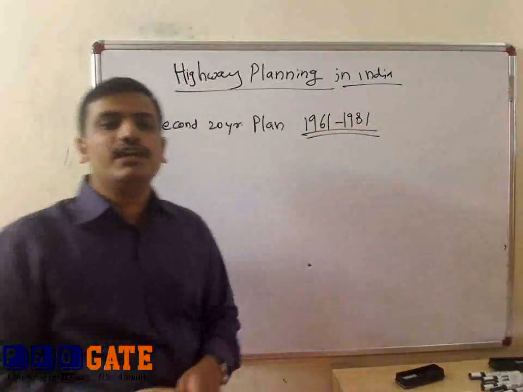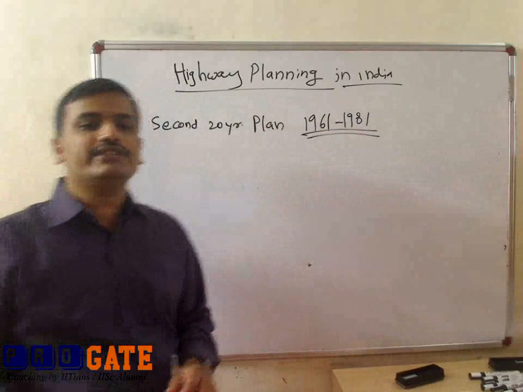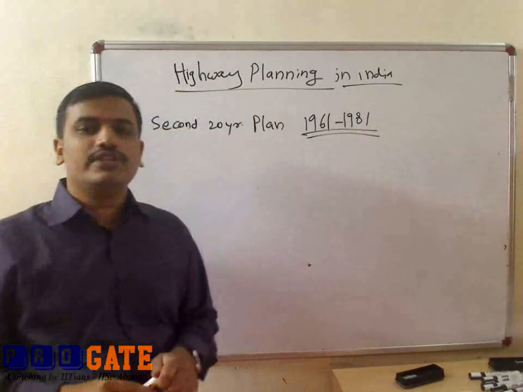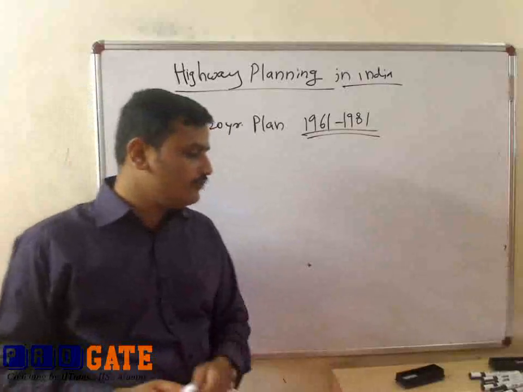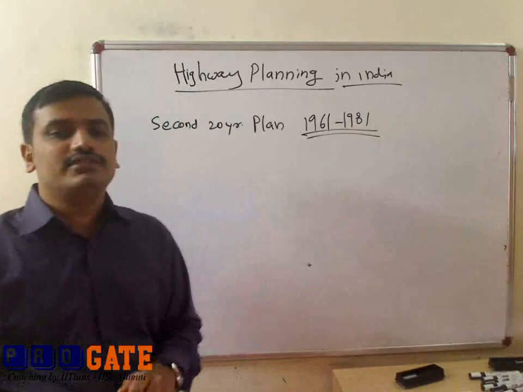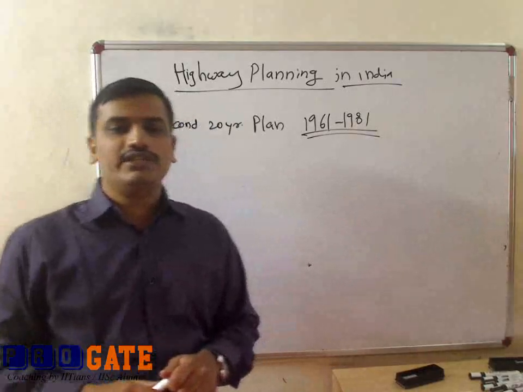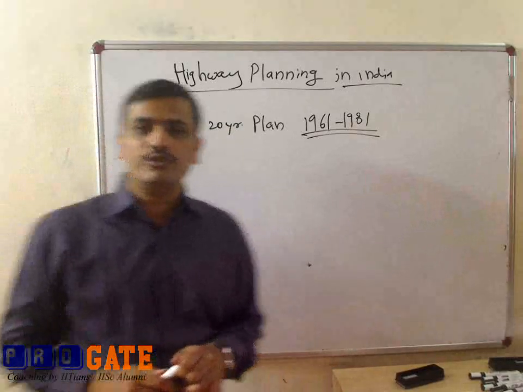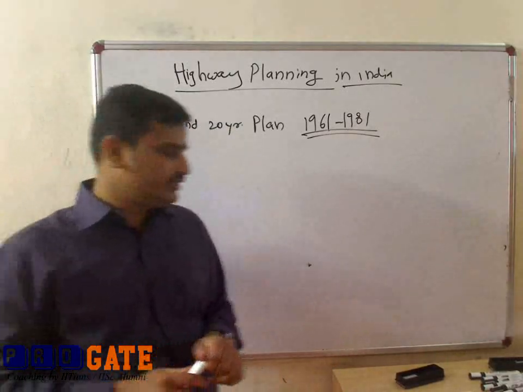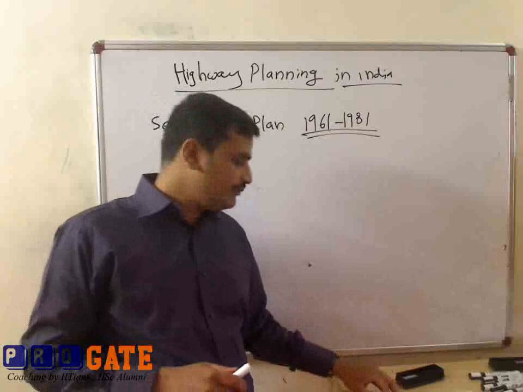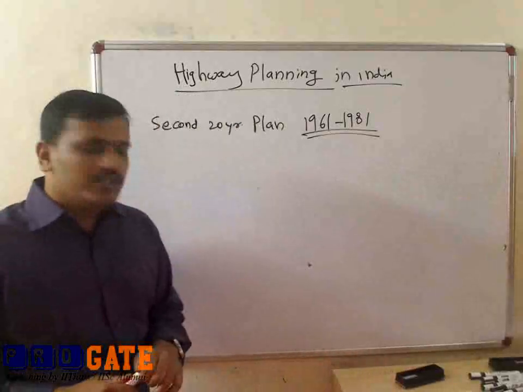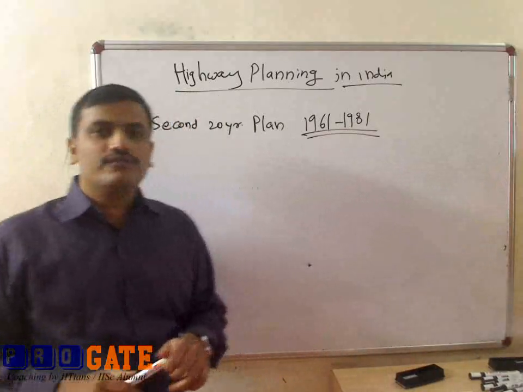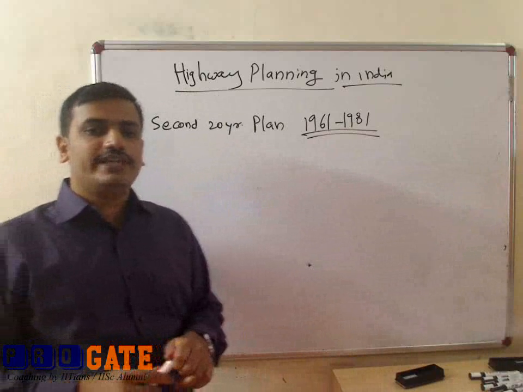Then the second 20-year plan comes from 1961 to 1981, which is also known as the Bombay Road Plan. This plan says that the length and density of highways increased to 32 km for every 100 square kilometers, from 16 in the earlier Nagpur Development Plan. This plan also recommended the Highway Research Board, which was formed for more highway development activities.